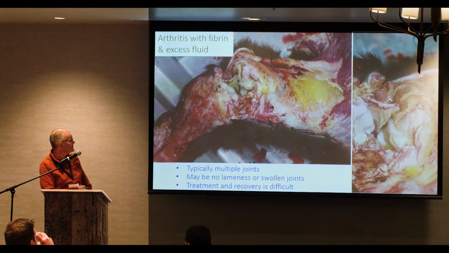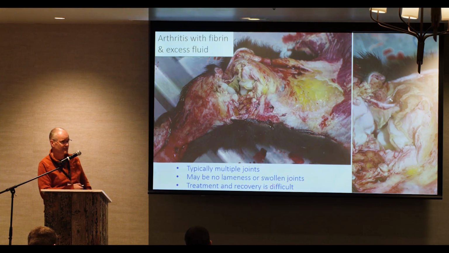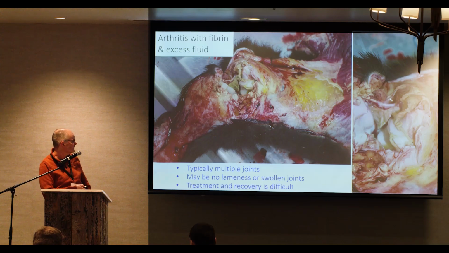This is a more severe example. Again, this fibrin, this yellow stretchy material filling up the joint cavity. Again, this is typically multiple joints. In beef calves, at least, we certainly see that in joints that are detected to be lame, but we also see that relatively commonly in limbs, or animals, in which there's no detectable lameness.